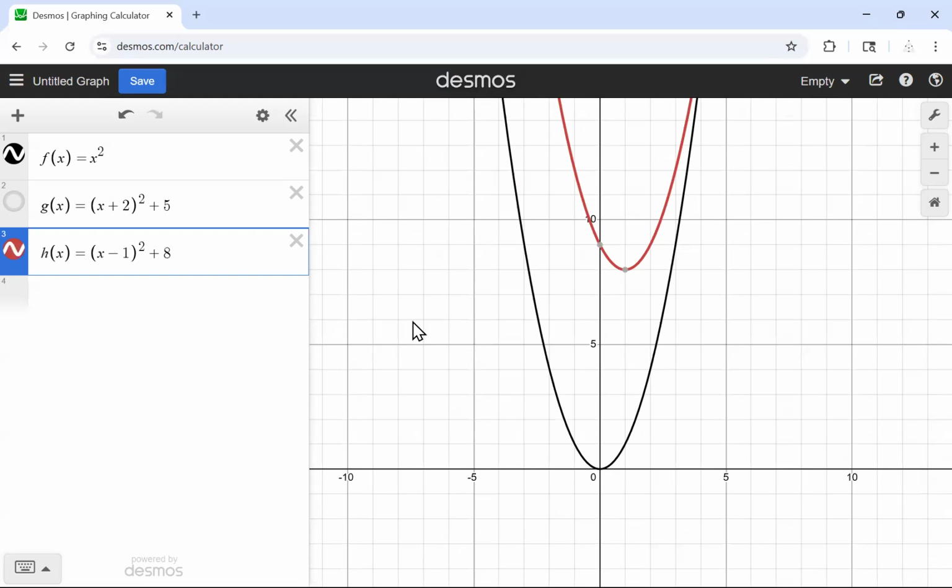We can always graph these things, not just with Desmos, but with the TI-84 as well. And you should know how to graph with the TI-84 if you're using that for your class. If you don't, then there'll be a companion video somewhere on the website that shows you how to graph with the TI-84.